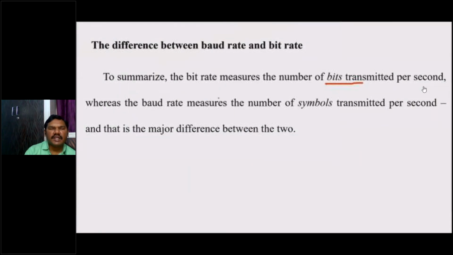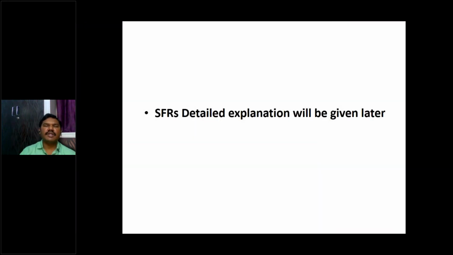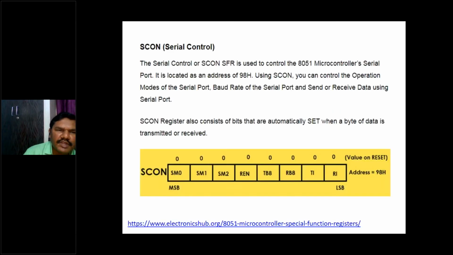Bits transmitted per second, whereas the baud rate measures the number of symbols transmitted per second, and that is the main difference. Okay, so here that information is required to understand this SFR, special function register, in terms of serial communication. SCON stands for serial communication control register. 8051 timers also operate in 4 modes of operation, whereas serial communication also has 4 modes internally.